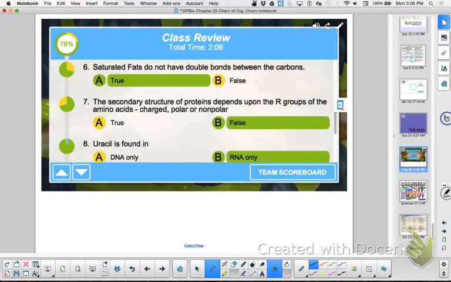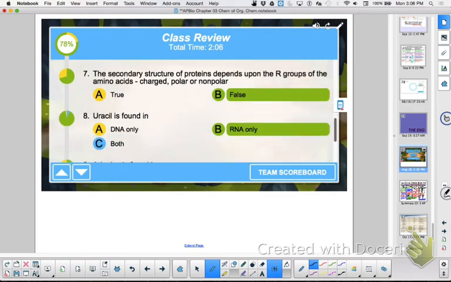Okay, this one we missed the most. The secondary structure of proteins depends upon the R groups of the amino acids: charged, polar, and nonpolar. True or false? False. Secondary structure is either one of two things: alpha helix and beta pleated sheet. Is it true that the R groups are charged, polar, or nonpolar? Yes. But the R groups don't determine the secondary structure. What do they determine? Tertiary.